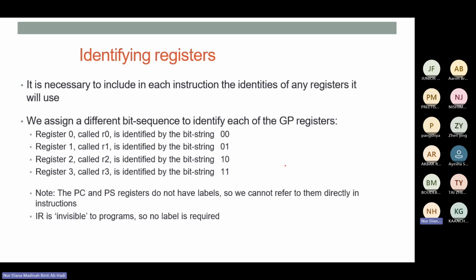Identifying your register: it is necessary to include in each instruction the identities of any register it will use. We will assign a different bit sequence to identify each of the GP registers. So register 0, which we know as R1, will be identified using the bit string 00. Register 1 is identified by 01, register 2 by 10, and register 3 by 11. The PC and PS registers do not have labels, so we cannot refer to them directly. While the IR is invisible to the program, so no label is required.